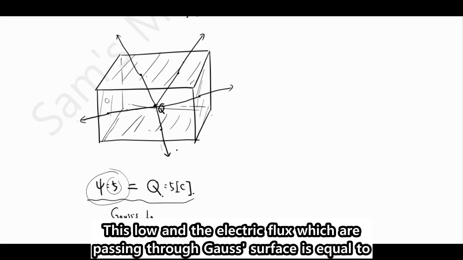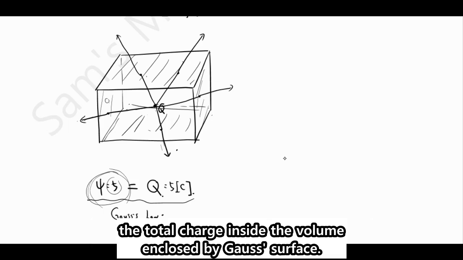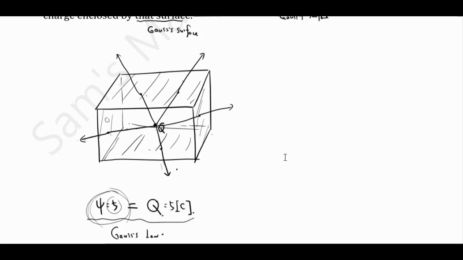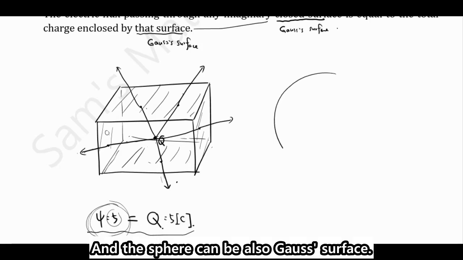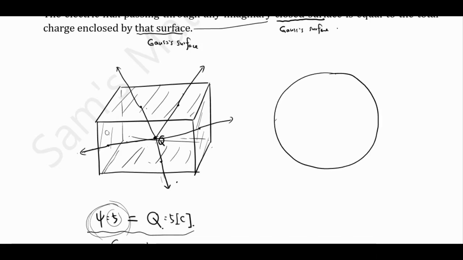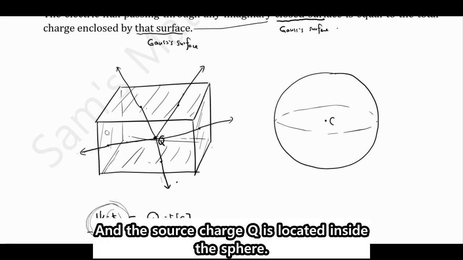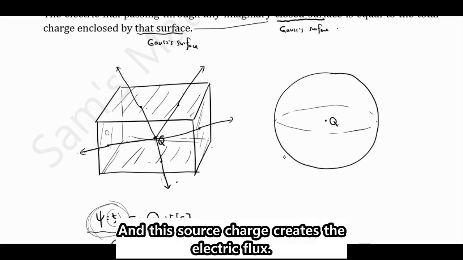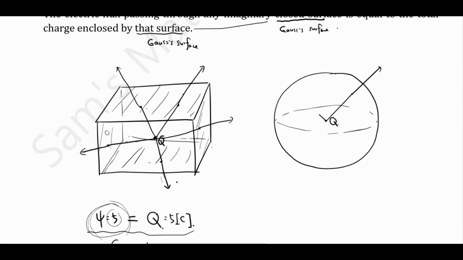In this law, the electric flux passing through the Gaussian surface is equal to the total charge inside the volume enclosed by the Gaussian surface. And a sphere can also be a Gaussian surface. Source charge Q is located inside the sphere, and this source charge creates electric flux like this flux, and this flux, and this flux.